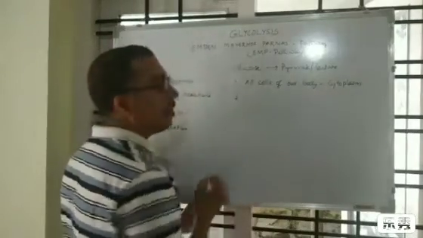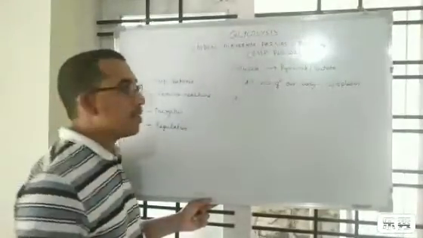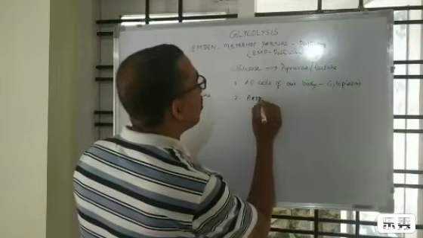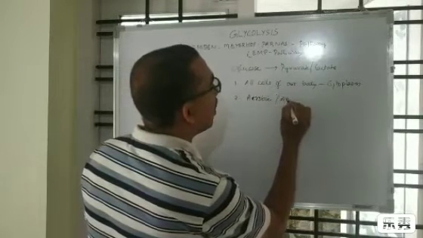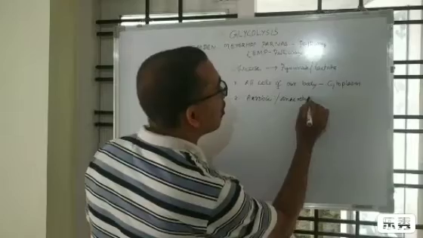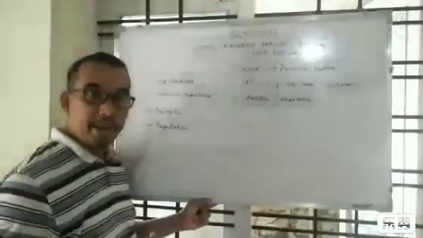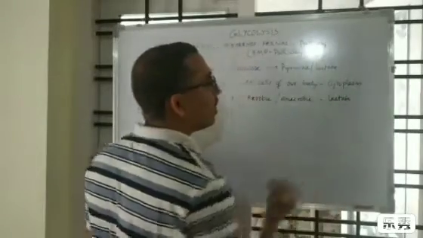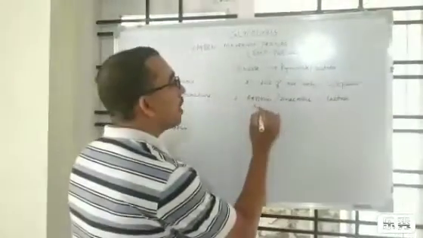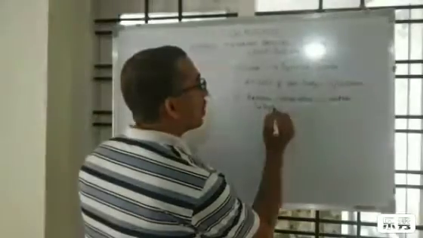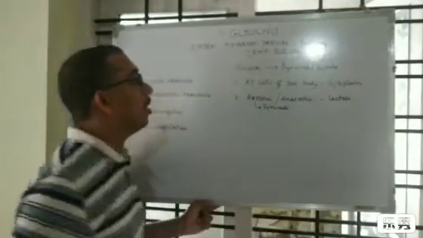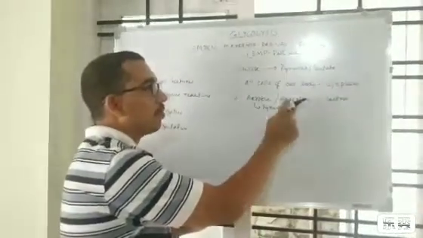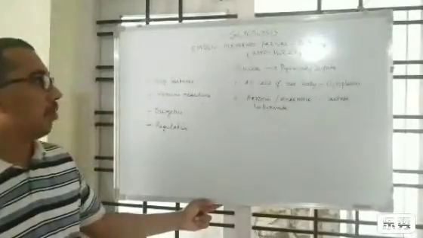Then second one is that glycolysis occurs both in aerobic and anaerobic way. If it happens in anaerobic way, lactate is the end product. If it happens aerobically, pyruvate is the end product.